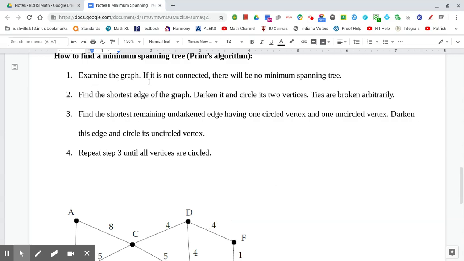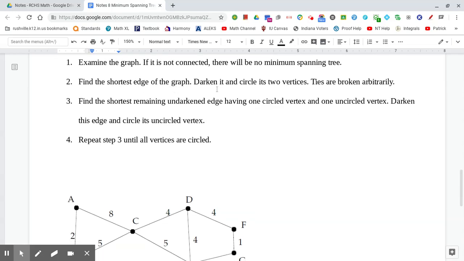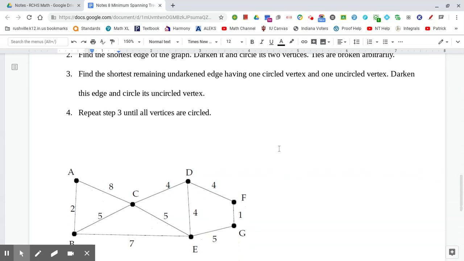So just like Kruskal, Prim said, if the graph is not connected to begin with, don't continue. Then you're going to find the shortest edge on the graph, darken it, and circle its two vertices. If there are two weights that are the same, you get to choose which one you want to use. Find the shortest remaining undarkened edge having one circled vertex and one uncircled vertex. Again, this is going to guarantee that your tree remains connected as you're working your way through. Darken this edge and circle its uncircled vertex. And then you're going to continue this process until you have all vertices circled.